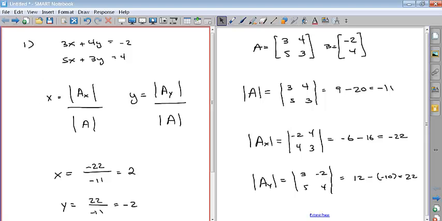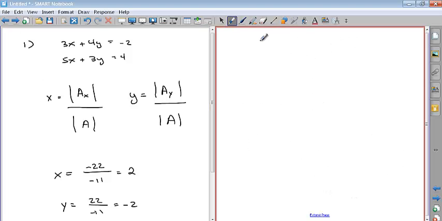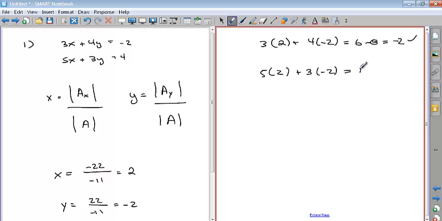And we can check the answer, so let's plug it in. In the first equation, for x we put in 2, and for y we put in -2. So we get 6 minus 8, which is -2, which is correct. And the second one is 5 times 2 plus 3 times -2. So that's 10 minus 6, which is equal to 4, which is true. So we know that problem we did correctly.